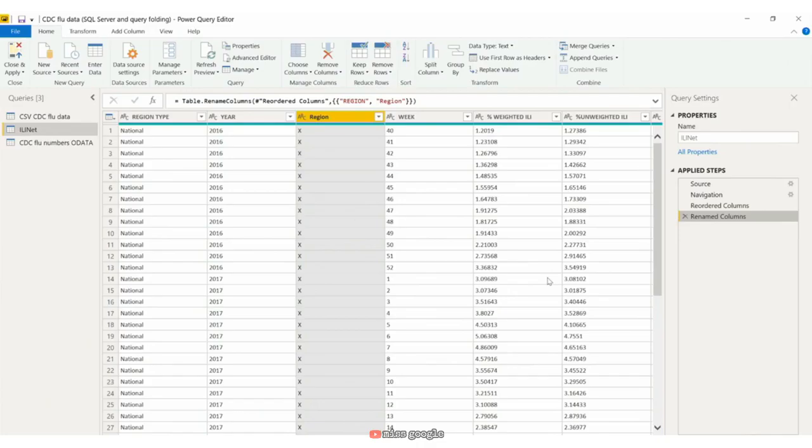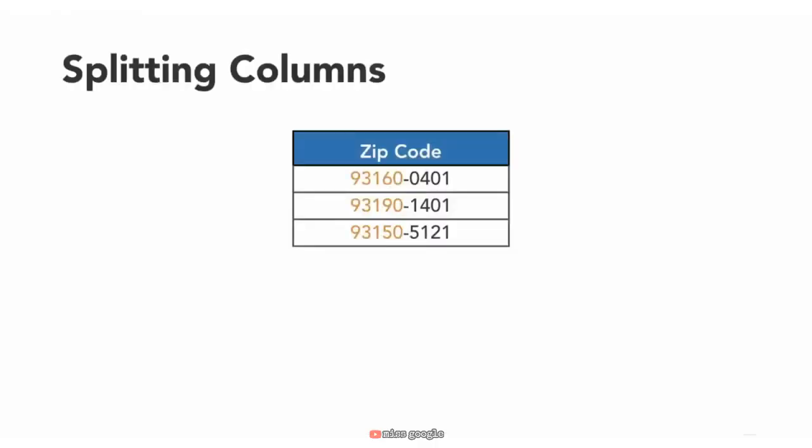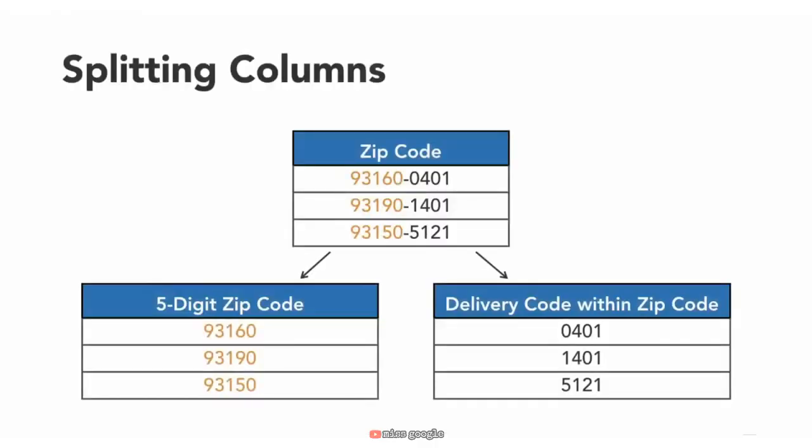We can split a field into 2 or more fields based on a selected delimiter, number of characters, or position. Here we see that we separate the full U.S. zip code that includes both the 5-digit zip code and the 4-digit delivery code within the zip code into 2 separate fields. We use the dash as the delimiter or separator to split the 2 fields on.